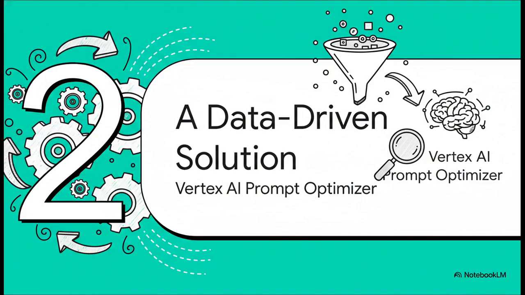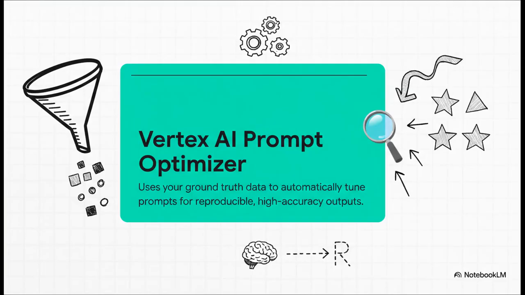Well, the answer is to stop guessing and start using data. And there's a tool built for exactly this purpose, the Vertex AI Prompt Optimizer. Now, this isn't just some little prompt helper you see everywhere. No, this is a system that actually learns from your best work. You give it a bunch of high-quality examples. This is called your ground truth data, and it literally reverse engineers the perfect set of instructions so the AI can hit that same level of quality over and over again.